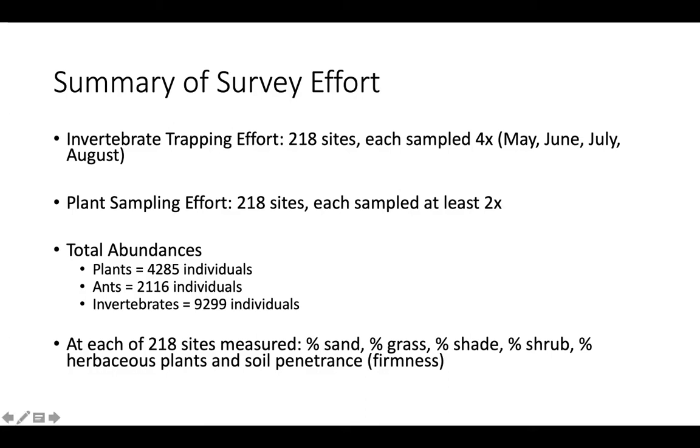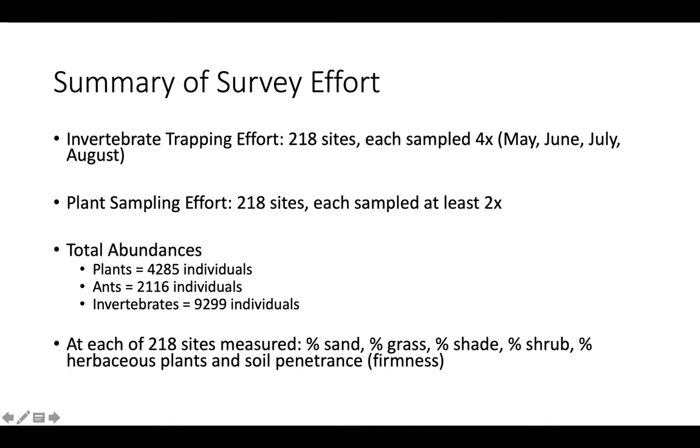To summarize the overall numbers that we saw, the total abundances of different things that we sampled: plants, we counted about 4,300 individual plants across these sampling sites. There were about 2,000 ants that we sampled, and those 2,000 ants were part of approximately 9,300 invertebrates sampled. So we sampled a lot of individual organisms in this survey, okay?